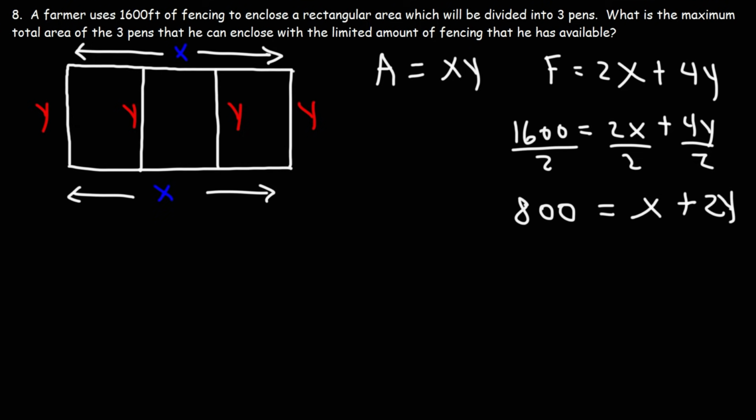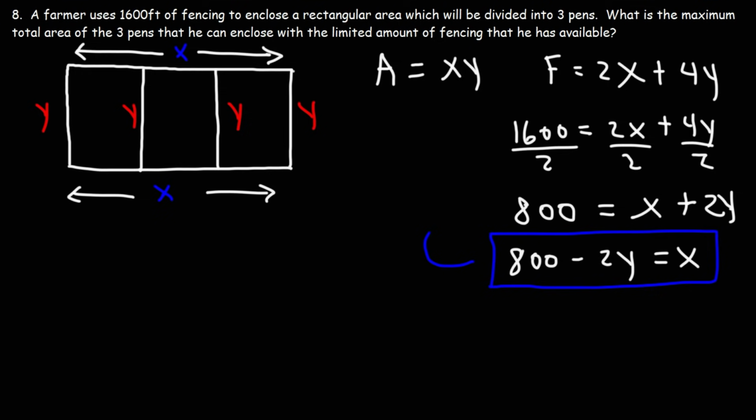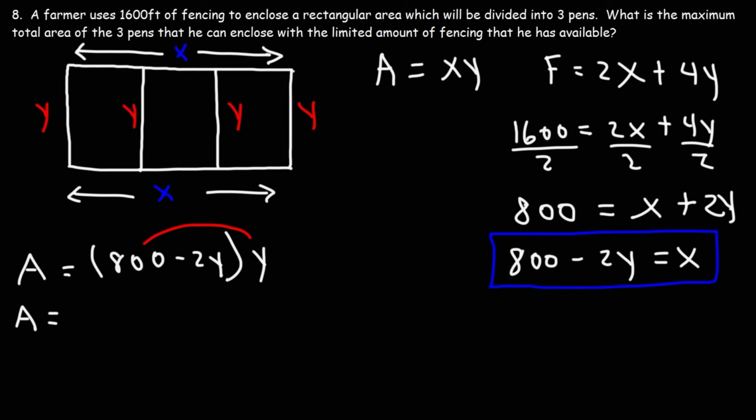Now it's going to be a lot easier if we isolate x rather than y. So let's subtract both sides by 2y. So we get that 800 minus 2y is equal to x. Now let's plug this into our objective equation. And so we're going to replace x with what we have here, 800 minus 2y. So the area is going to be 800 minus 2y times y. So we got the area function in terms of one variable. Now let's distribute y. So this is going to be 800y and then minus 2y squared.